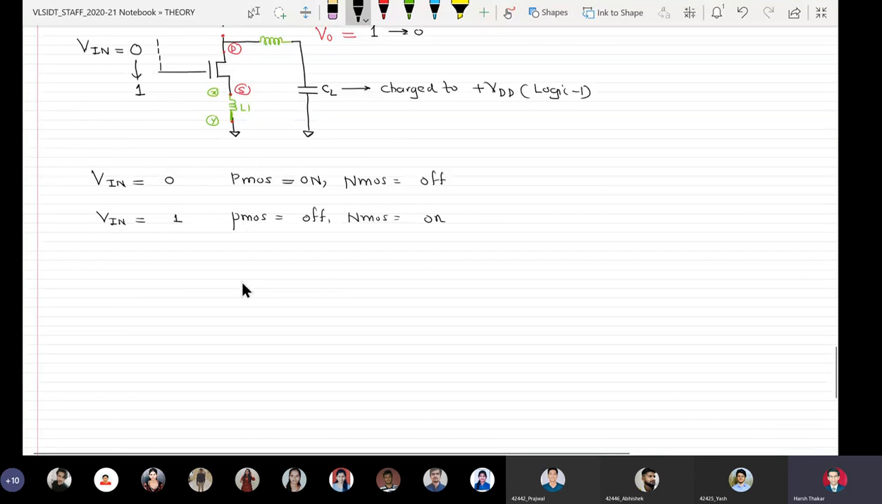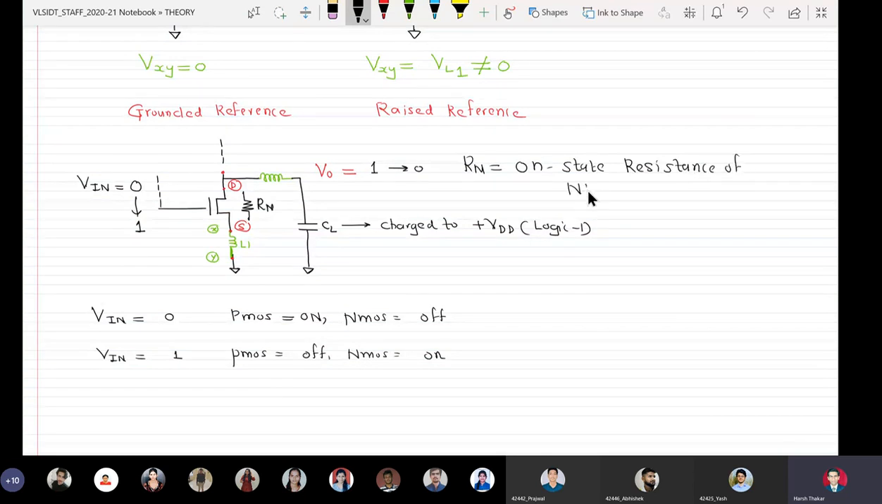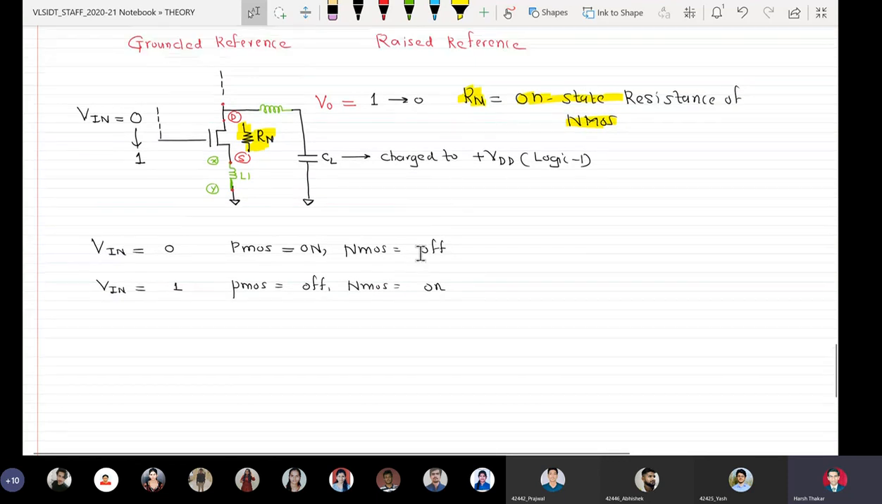So here we can represent in the on state that the on state resistance of NMOS is equal to Rn. So we'll represent Rn as the on state resistance of NMOS. Read out the circuit now.